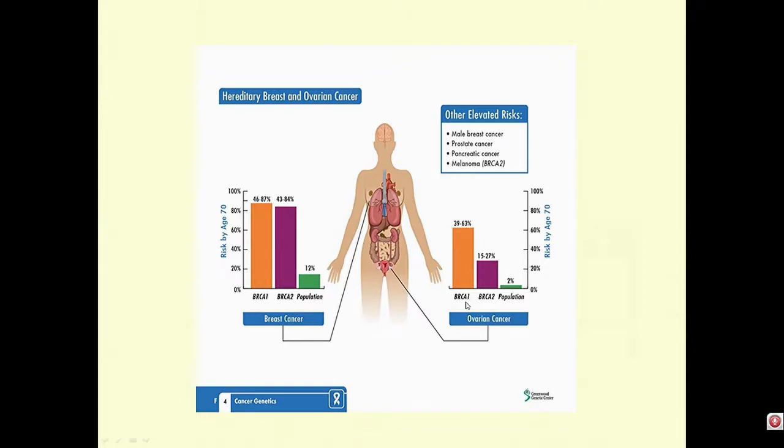Ovarian cancer risk is also significantly elevated. Ovarian cancer risk in the general population is about 1.5 to 2%. In individuals with a BRCA2 mutation, that risk is about 15 to 25%, and even higher in individuals with BRCA1 mutations. Other elevated risks include male breast cancer and prostate cancer in males who carry a BRCA1 or 2 mutation. So we don't want to forget about the males in our family, because they are also at risk for cancer, and they are also at risk for passing the mutation on to subsequent generations.